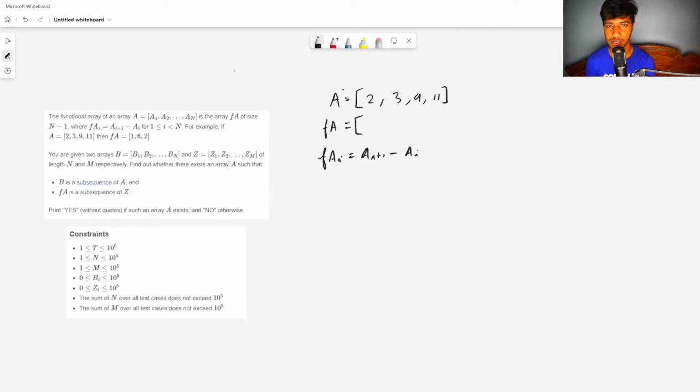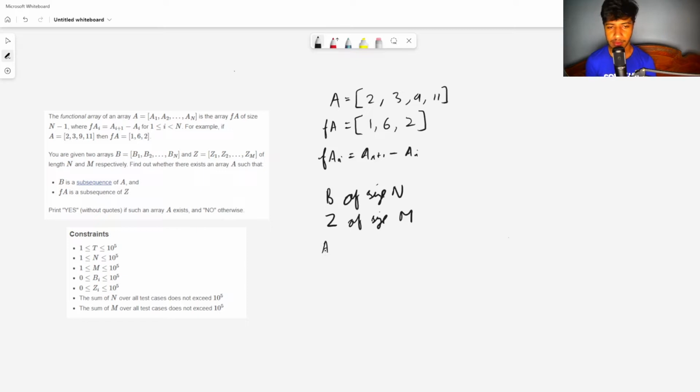So what will be the functional array of A in this case? 3 minus 2 is 1, 9 minus 3 is 6, 11 minus 9 is 2. This is the definition of functional array. Now the problem statement. You are given two arrays, B of size n and Z of size m. You have to print yes or no based on whether an array A exists or not.